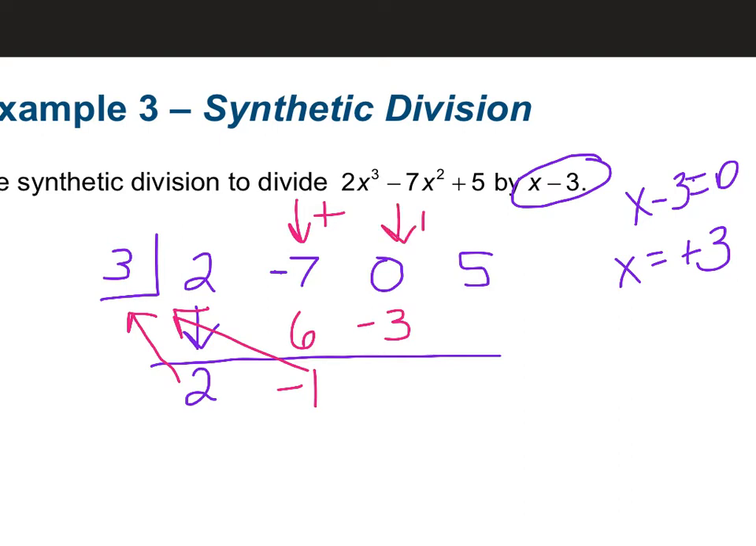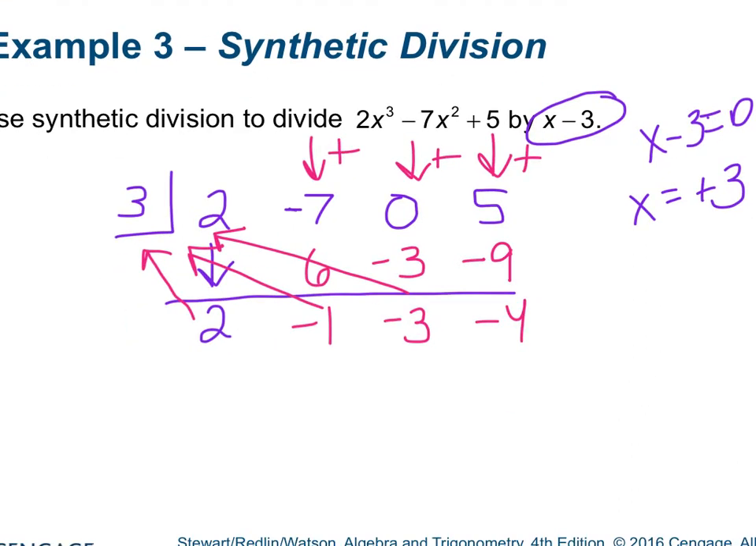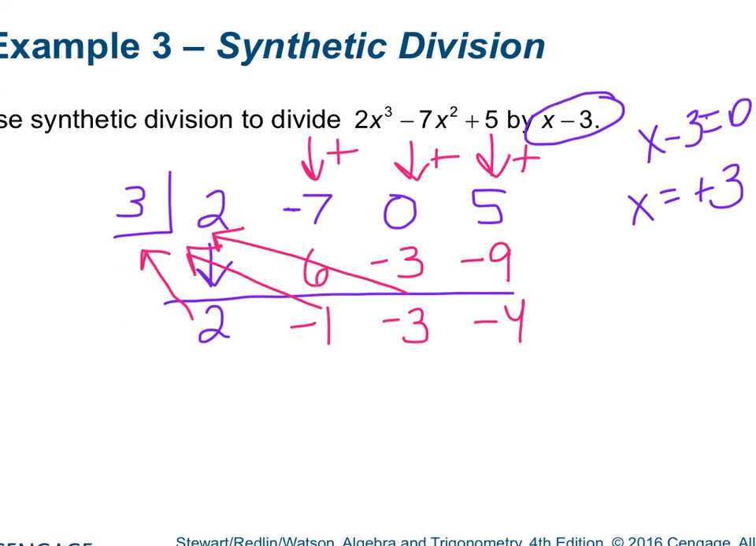What's 0 plus negative 3? Negative 3. Multiply to the corner. What's negative 3 times 3? Negative 9. And then we add down. What's 5 plus negative 9? Negative 4. Now you guys look at that and go, okay, now what?